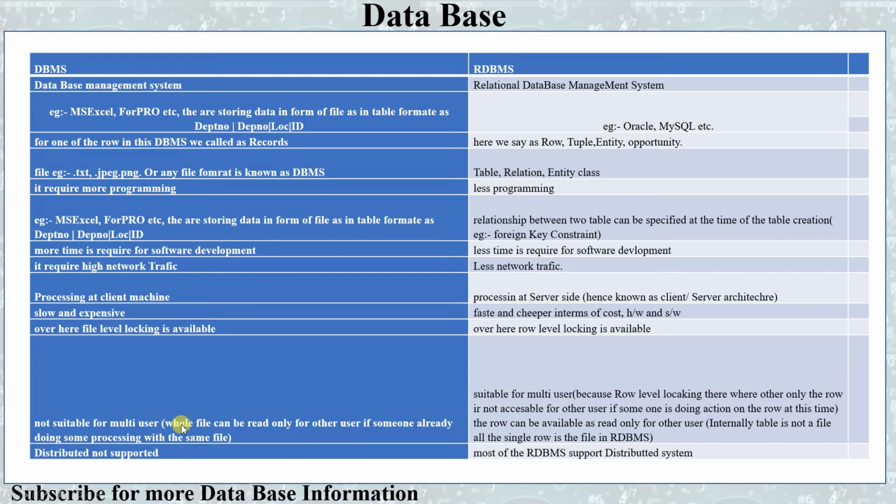DBMS is not suitable for multi-user. The whole file can only be read by other users if someone is already doing some processing with the same file. RDBMS is suitable for multi-user because of row level locking. Why? We have one table containing 10 rows. One row is being accessed by one person running some query, so the other 9 rows are available for other users to access and manipulate, which is not available in the database management system.